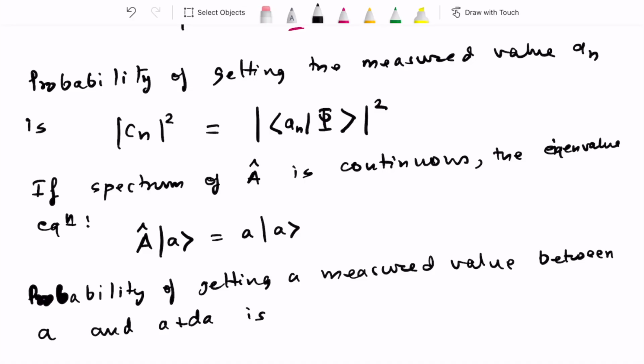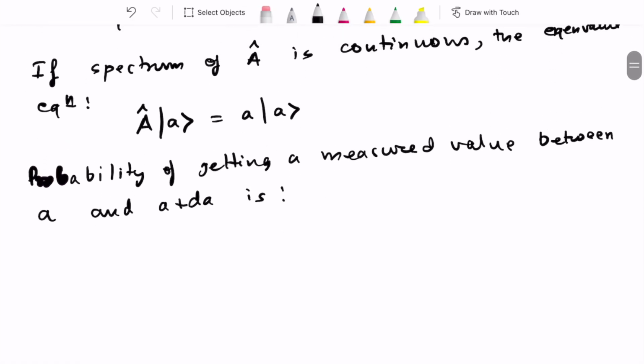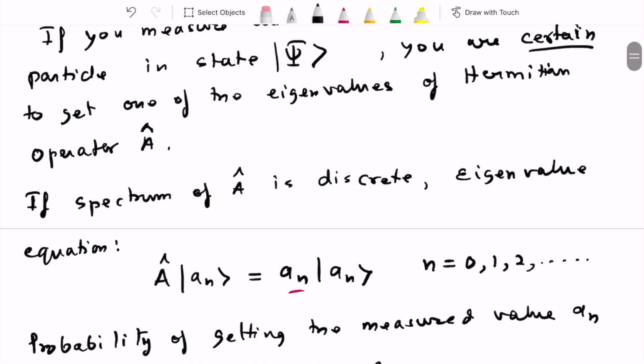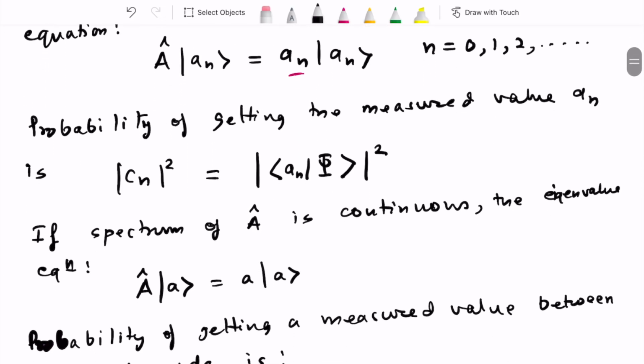is the following. It's very, very similar to what we had before. The probability is always a probability density multiplied by a range. So the range here is just dA. So the probability is going to be |c(A)|^2 dA. So notice the similarity with the discrete case. There the probability was |c_n|^2, just |c_n|^2.